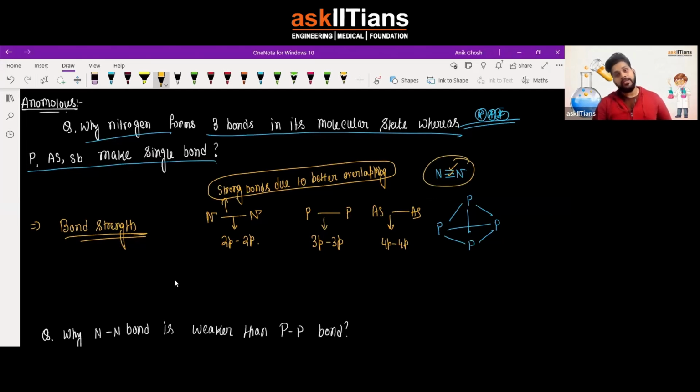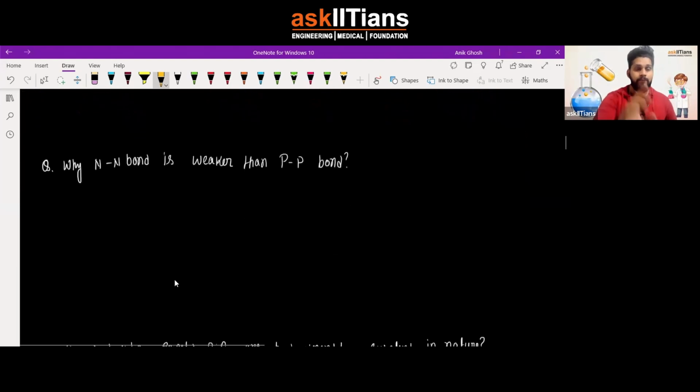Because of this reason, guys, nitrogen acts like an inert gas as well. Because do you understand, 3 bonds is what you have to break in order to make a compound of nitrogen, which asks for a huge amount of energy. That part is gonna come going forward. But now, a very, very controversial question. Why is N-N bond weaker than P-P bond? Try to understand this point now.